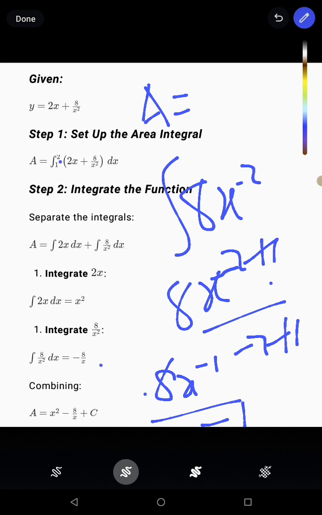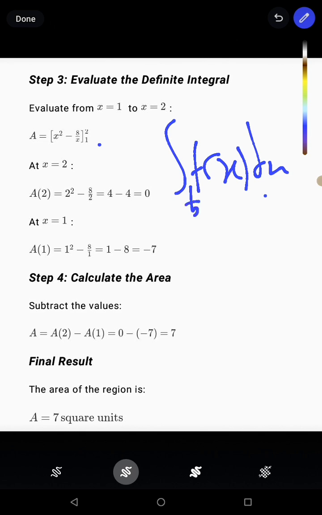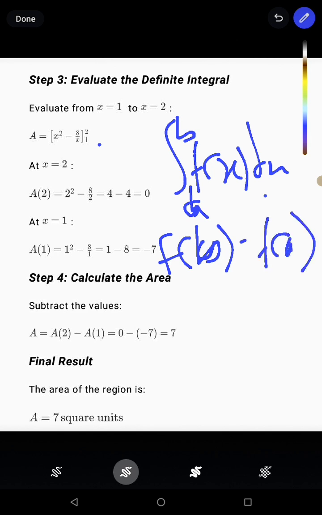So the normal integration of the function is joining this to this. So that is x squared minus 8 over x plus c. That's the normal integration. So let's just substitute the limits. You know how to run limits when you have the integral of f of x dx from a to b. That will be f of b minus f of a. Put the upper limit minus putting the lower limit. That's how we go about limits. What's the upper limit? 2. What's the lower limit? 1.